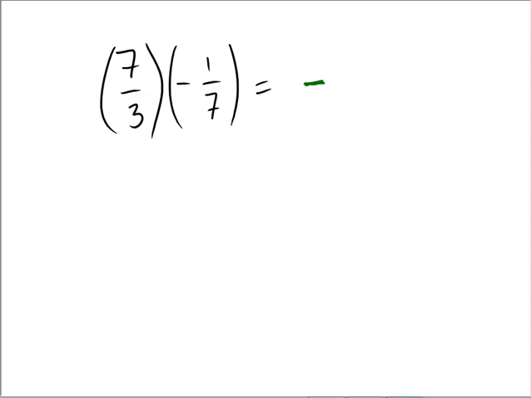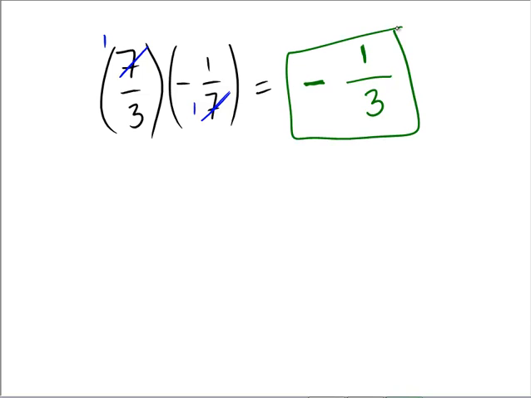Now, as far as reducing, there's a 7 on the top and the bottom, so 7 divides by 7 to be 1, and 7 divides by 7 to be 1. So on the top, in the numerator, we're getting a 1 times a 1 for a 1, and on the bottom we're getting a 3 times a 1 for a 3. So the answer to this problem, hopefully you got, -1/3.